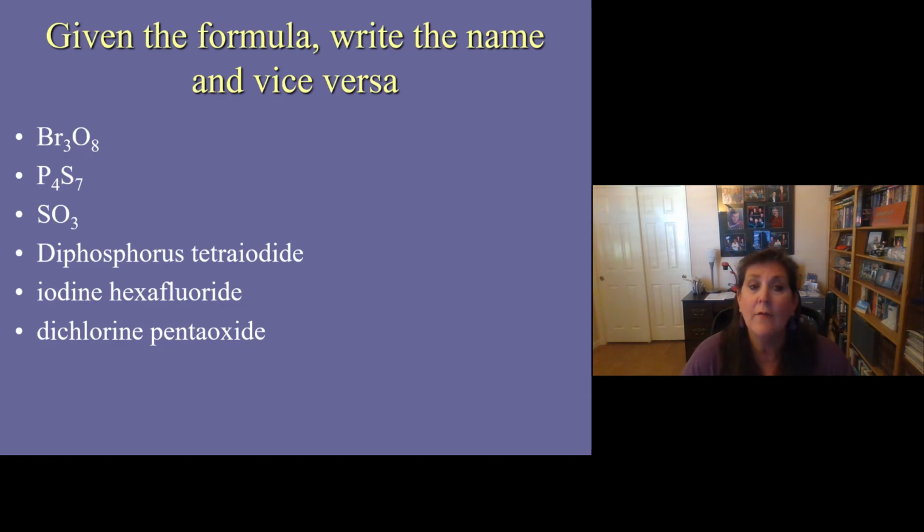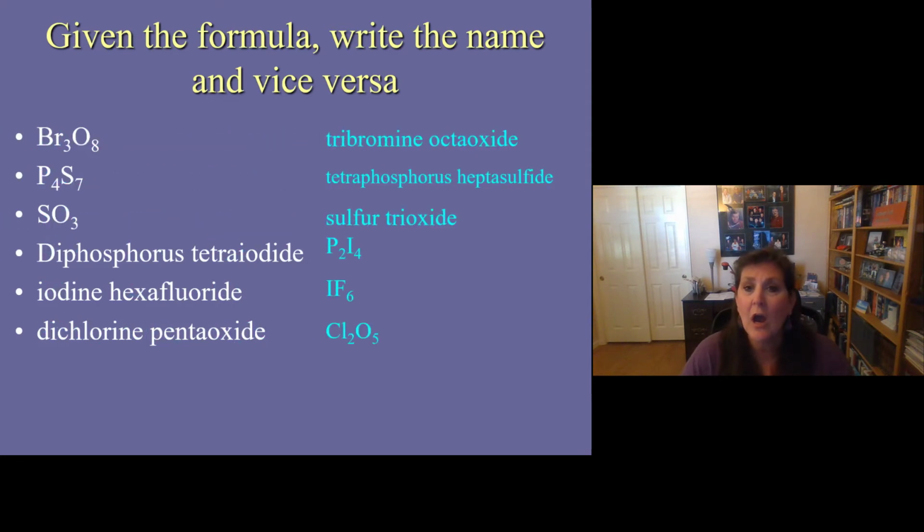Now, what is the formula for diphosphorus tetraiodide? P2I4. What about iodine hexafluoride? IF6. And the last one, dichlorine pentaoxide. Cl2O5. Good job. There's your answers. You might want to pause and copy those down.